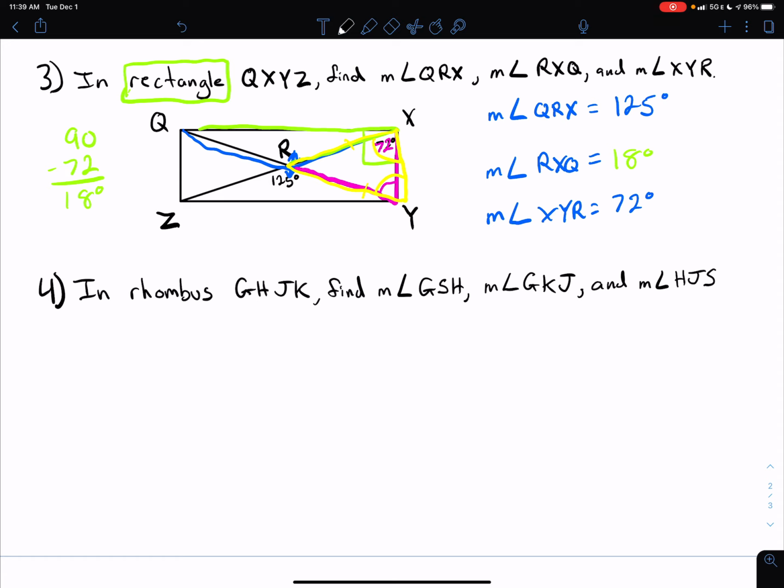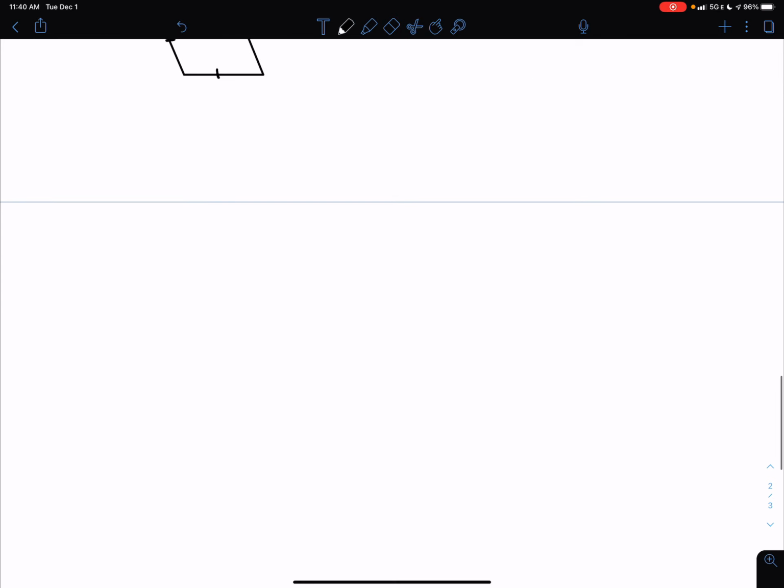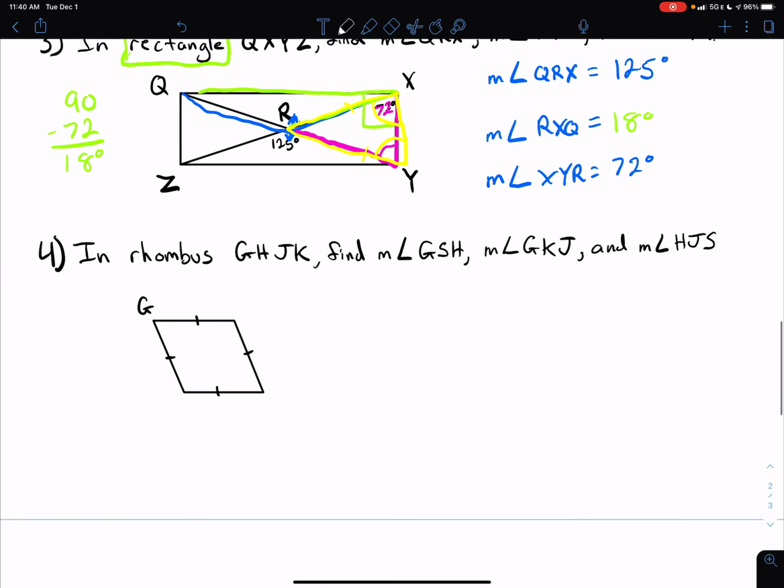All right, so let me draw this other one. I didn't draw our rhombus here. Oops. Let me try that one more time. There we go. All right, so this is a rhombus, and it is GHKJ. G, H, J, and K. And it's got some diagonals in it.